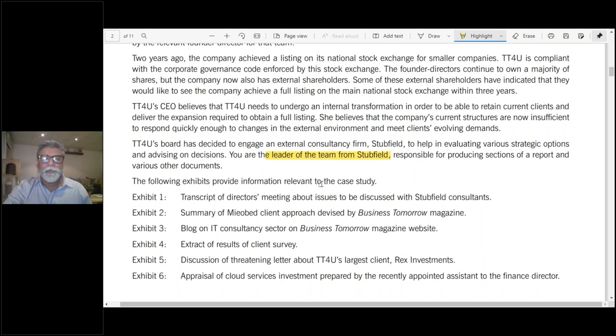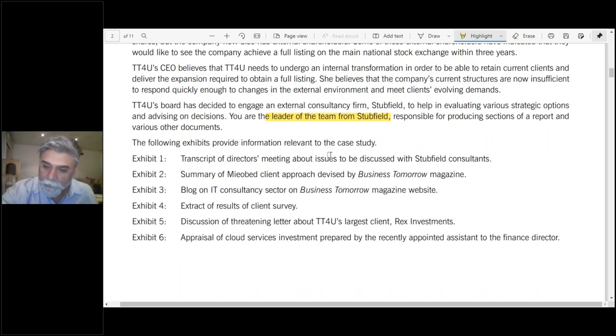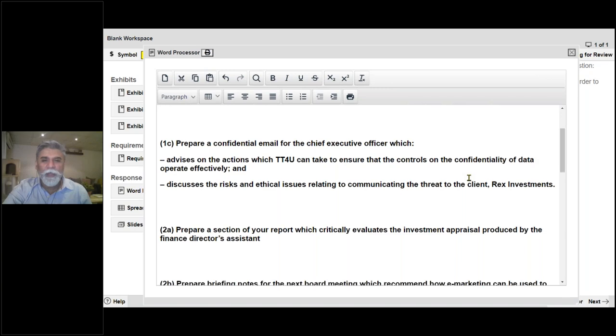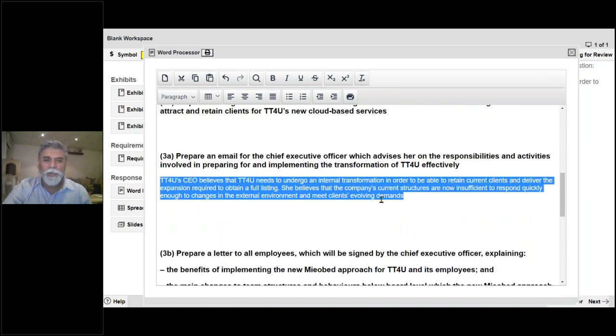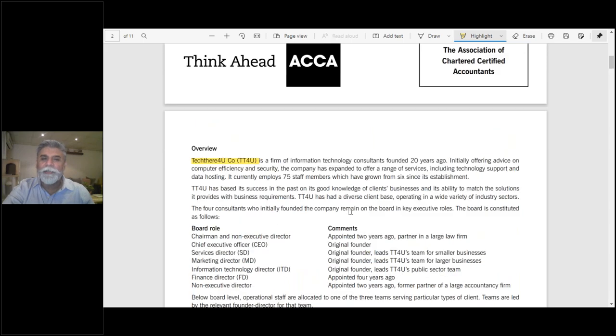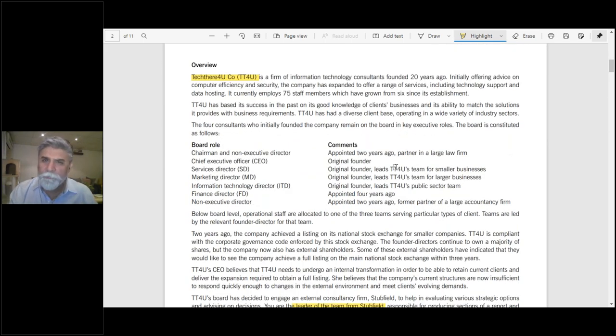The following exhibits provide information. So far, if I look at my answer, I have found something relating to transformation and something relating to the board of directors. What I want to tell you guys is that even in the introduction exhibit, the first exhibit, which is just supposed to give you an introduction, the examiner always hides some information which can be directly used in your answer. So never underestimate the introduction or overview page. It always contains some bits of the answer, right?